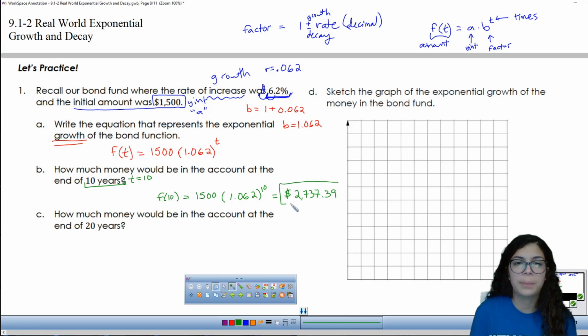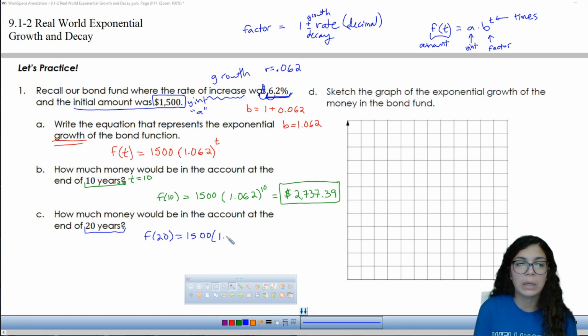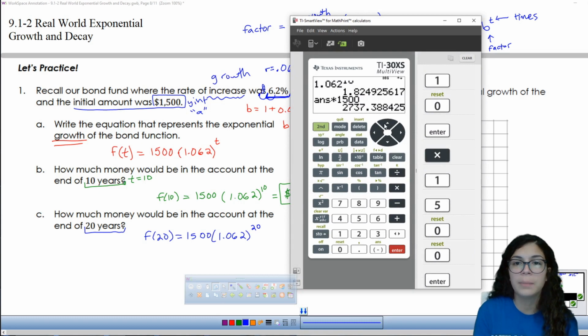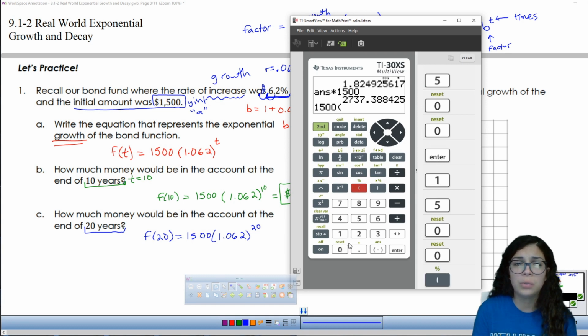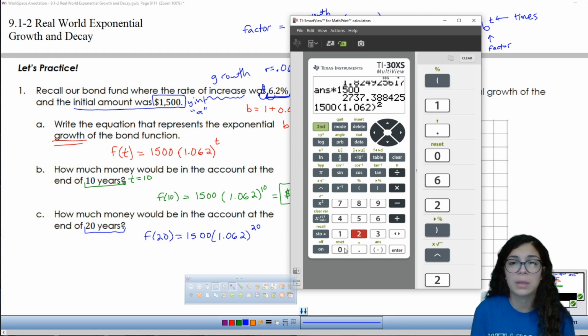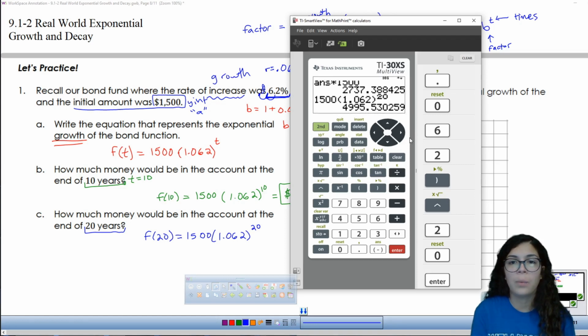In part C, they're pretty much asking us for the same thing, except instead of 10 years, we're going to change that to 20 years. So we're finding f of 20. Again, you're just plugging in 20 for the years. And again, you can use your calculator. If you have a scientific calculator, I don't think there are any scientific calculators that don't do operations properly. So if you put it in all together in your calculator, it will give you the correct amount.